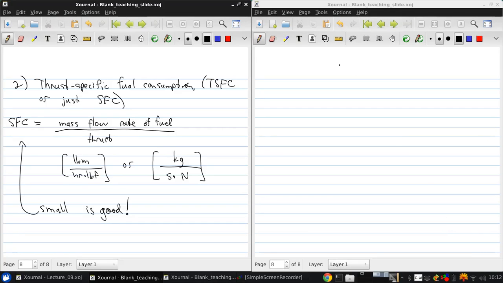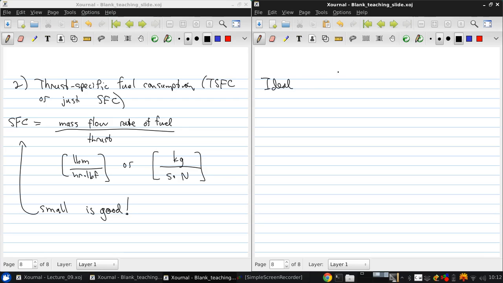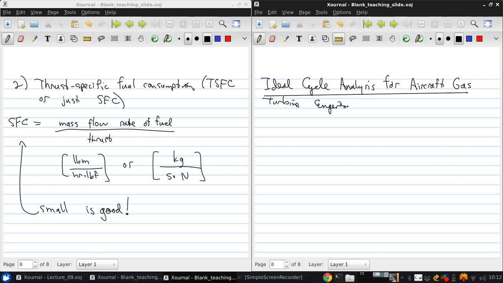Okay, now that we have defined the key efficiency and performance parameters for a jet engine, let's look at a bit more thermodynamics and look at ideal cycle analysis for aircraft gas turbine engines. And a gas turbine engine is just an engine that uses highly, rapidly spinning machinery to either do work on or extract work from a fluid.